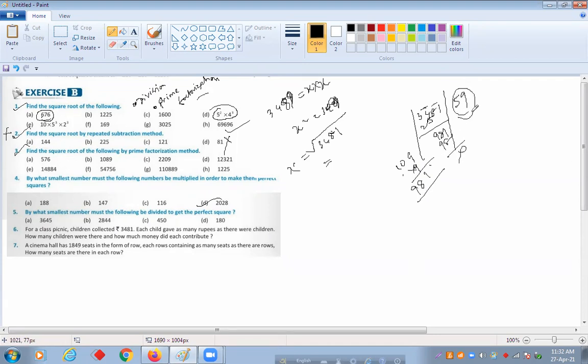Sir, we will divide 3481 with which number? When we take the square root of this, we will get this 59. That will be the number of children, and everybody has given that many rupees.